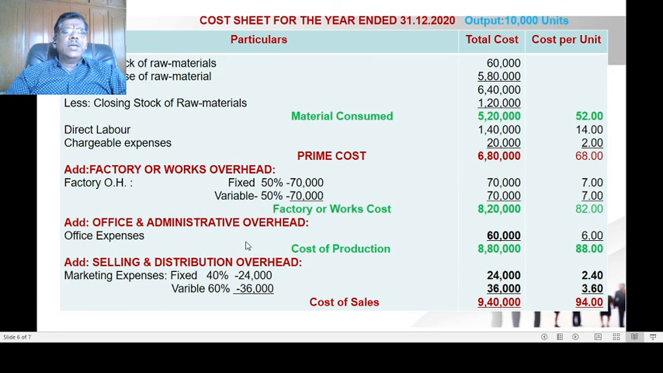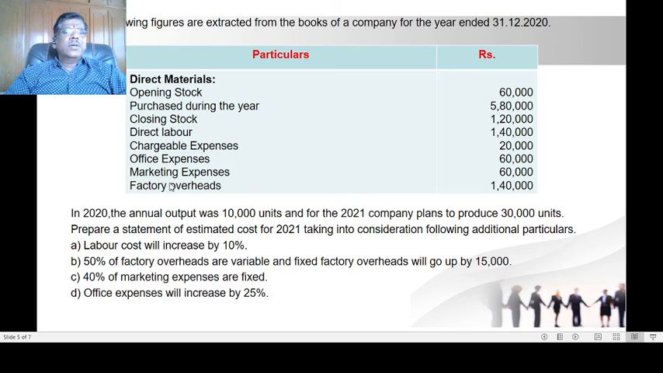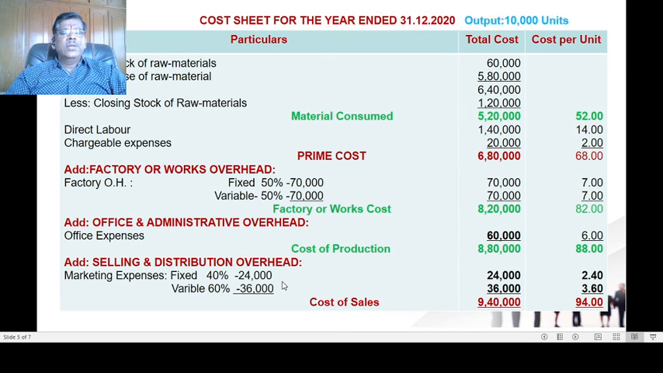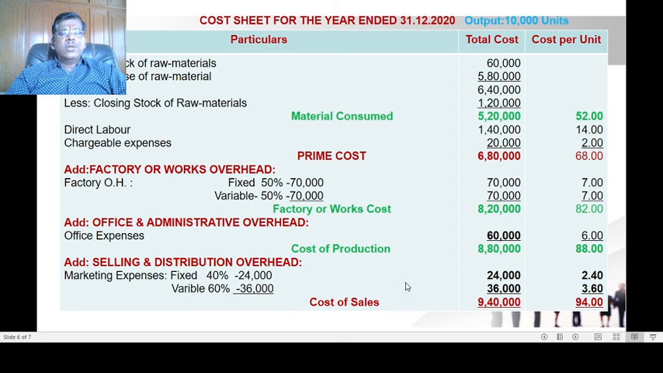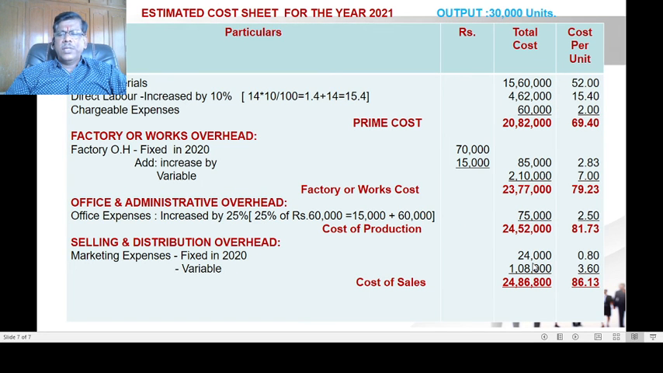Under selling and distribution overhead, the marketing expense is 60,000. 40% of marketing expenses are fixed, fixed in nature. In the year 2020, that is 24,000, fixed in nature. In the previous year it was also 24,000, 40% fixed. This year also, 2020-21, it is 24,000.